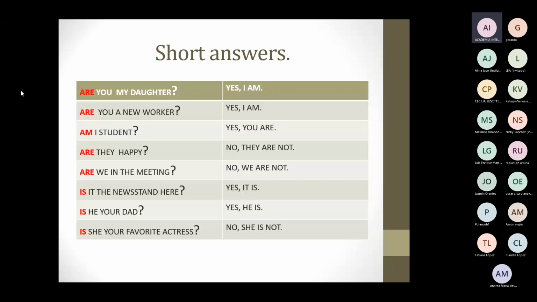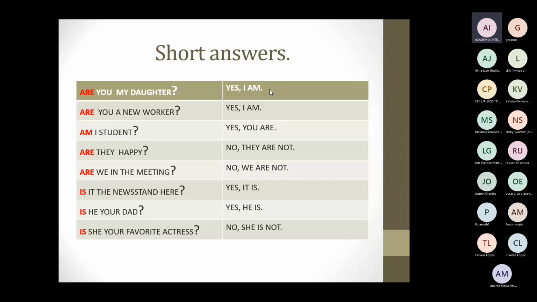Gerardo, are you my daughter? No, I am not. Okay, good. That's a correct answer. Because if you only repeat what you are reading here, you are going to say, yes, I am. Like, you are my daughter, but you are not, right? So, you're my student, right? A good answer, okay? I am your student. Okay, good.